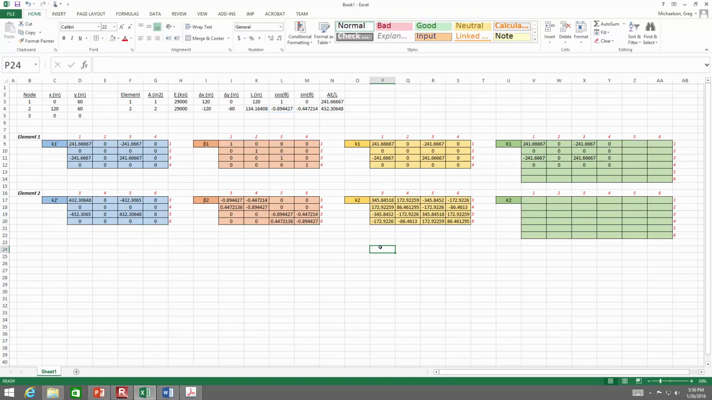So your K matrix in global coordinates is a mess. But again, this member is diagonal, okay? Y'all see what I did? Go ahead and update that. So that'll just go up. There you go.